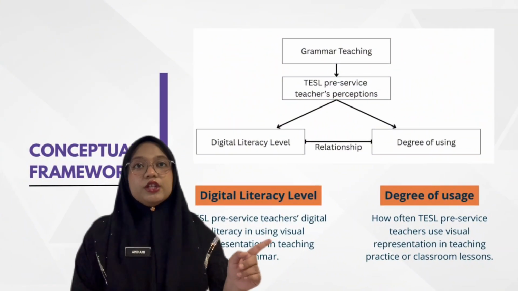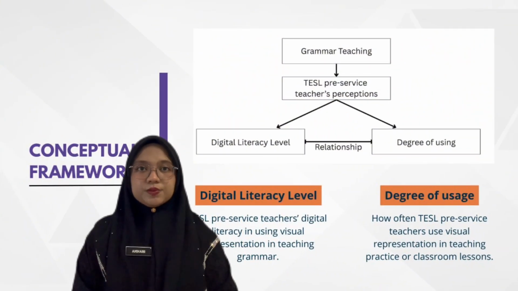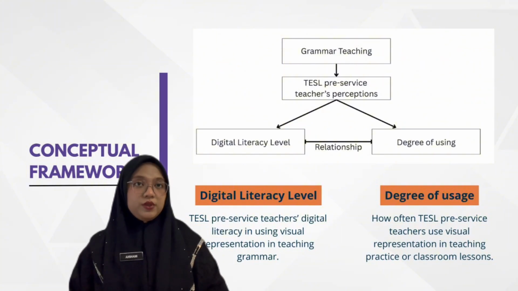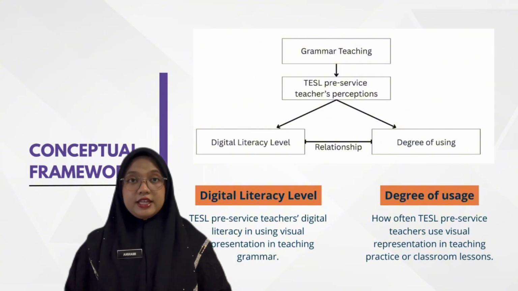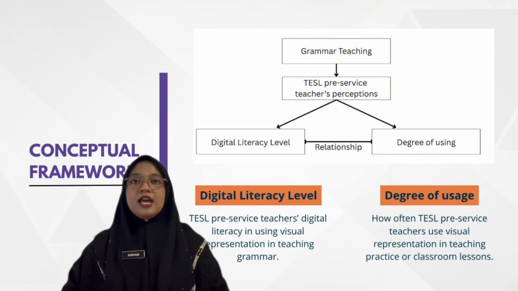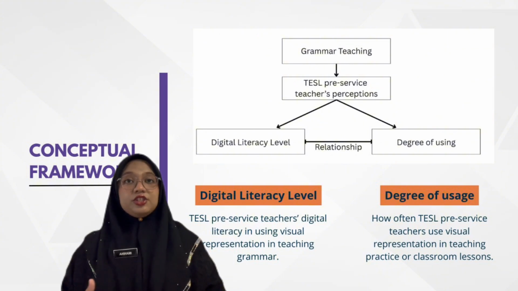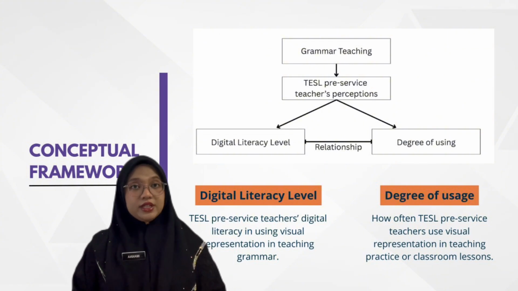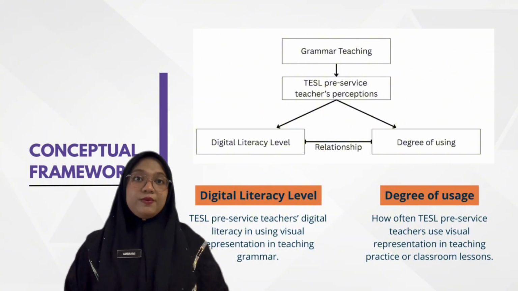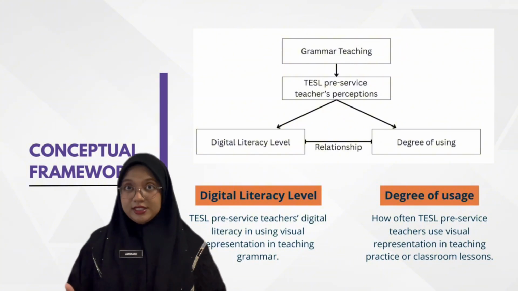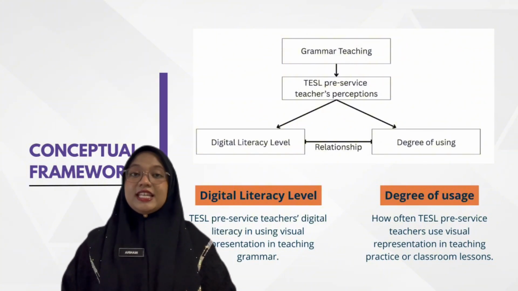Next, we will move on to the conceptual framework of my study. A conceptual framework explains the variables in a study and the relationship between them. In my study, there are 2 types of variables, which we can identify as the independent variables and the dependent variable. The teachers' perceptions and digital literacy are considered independent variables because they may influence teachers' teaching practices in their classroom. The dependent variable is the degree of using visual representation in teaching grammar.